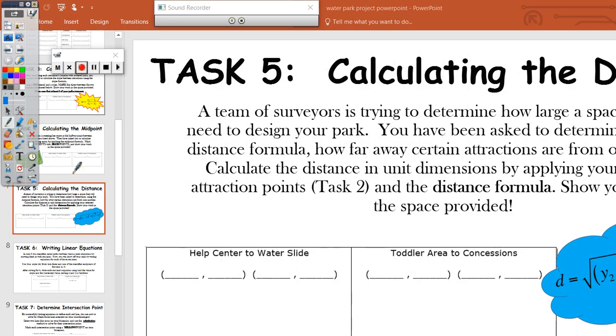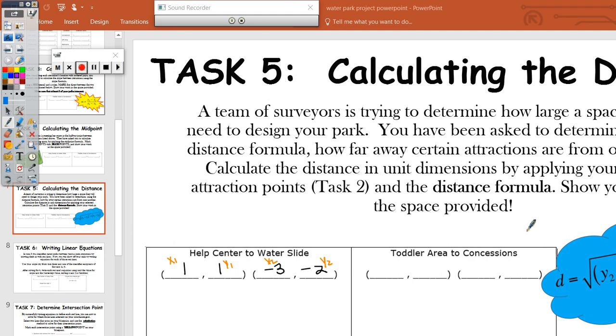So what we need to do is write down our ordered pairs that we've been using. So our help center is (1, 1), and our water slide's (-3, -2). And I'm going to label them as x1, y1, and x2, y2. And I'm just going to follow my formula. Now, I think it might have the x's first on your paper instead of the y's, but it really doesn't matter because we're adding, and adding is commutative, so it doesn't matter.